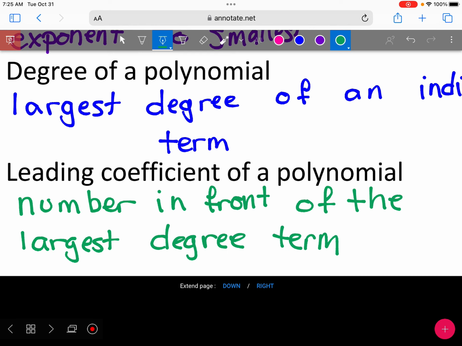So it doesn't matter what order we have things in. If it's not in a proper order, it's still our largest degree term. So our leading coefficient on this cubic that I made up here is going to be 4. The leading coefficient on this quadratic is 3. The leading coefficient on this linear binomial is 2. So it's the number in front of your largest degree term.